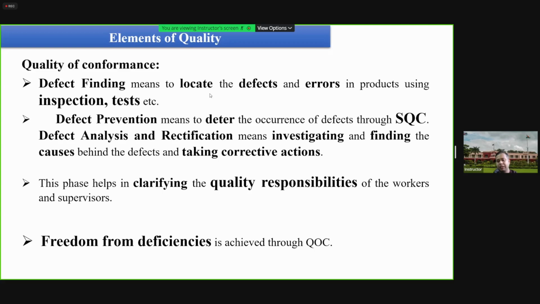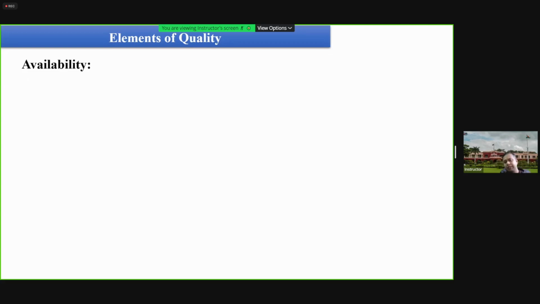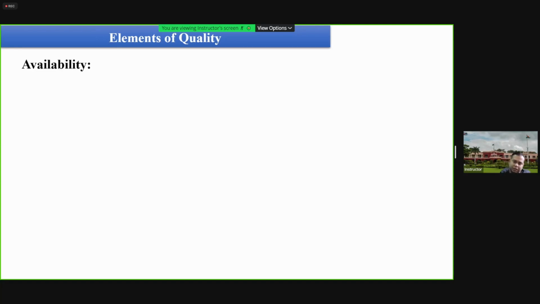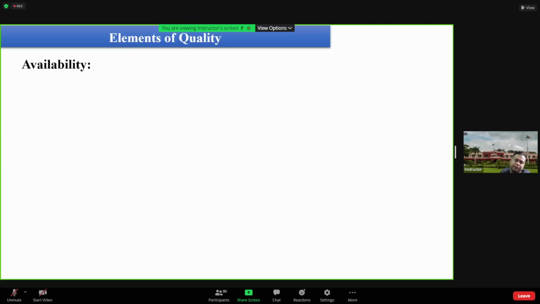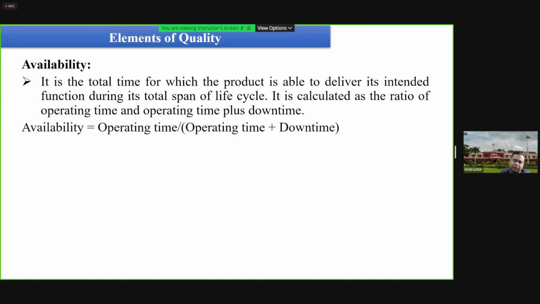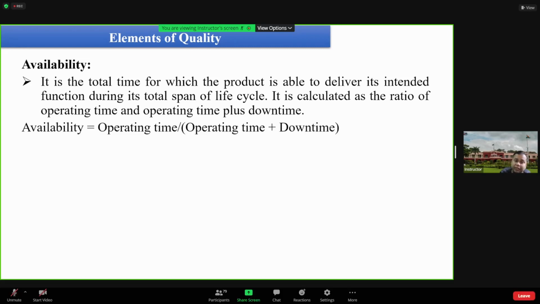Other important elements of quality include availability. When we are talking about availability here, it mainly refers to the equipment that we are using, or our product when it is put to use. So availability we can define here as the total time for which the product is able to deliver its intended function during its life cycle. And generally it is given as the ratio of the operating time to operating time plus downtime. So availability can be defined like this.